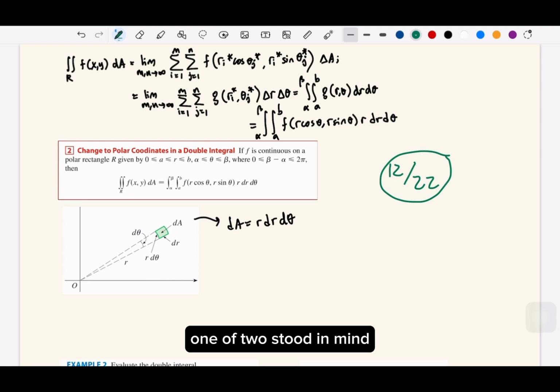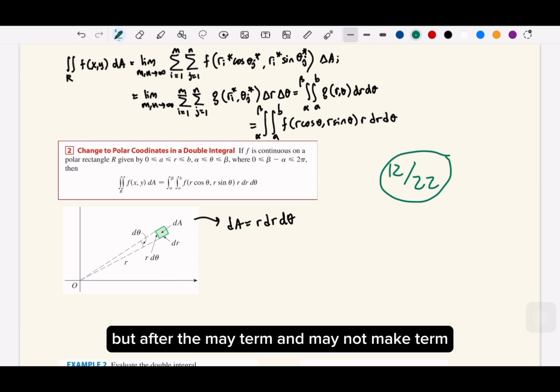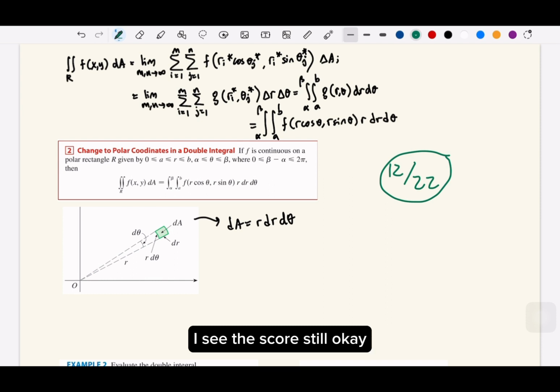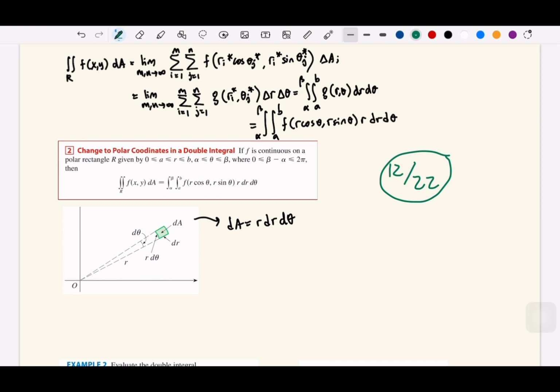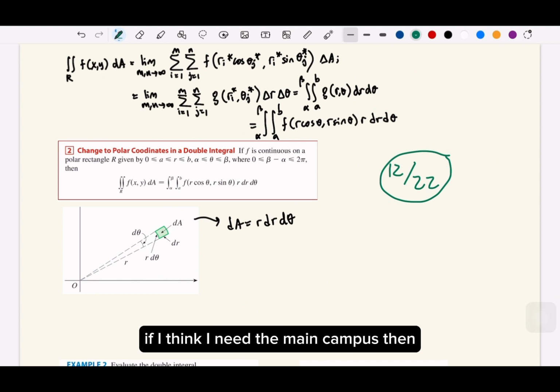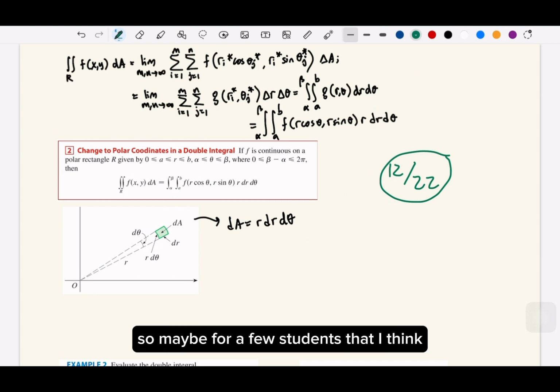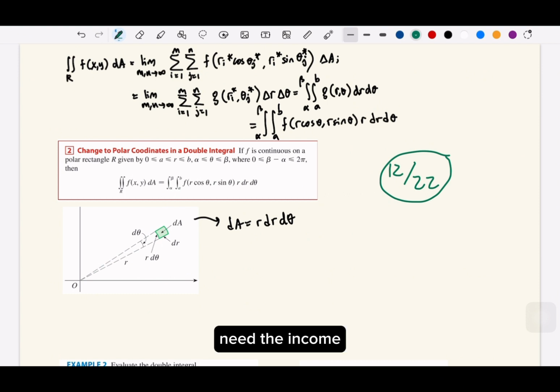So far, I think 1 or 2 students might be a little bit lower than the average, but I think averagely is okay. After the midterm and makeup midterm, I see the score is still okay. But if some scores make the average lower after finals, and I think I need the makeup test, then I will have the makeup test, but maybe only for a few students that need it.